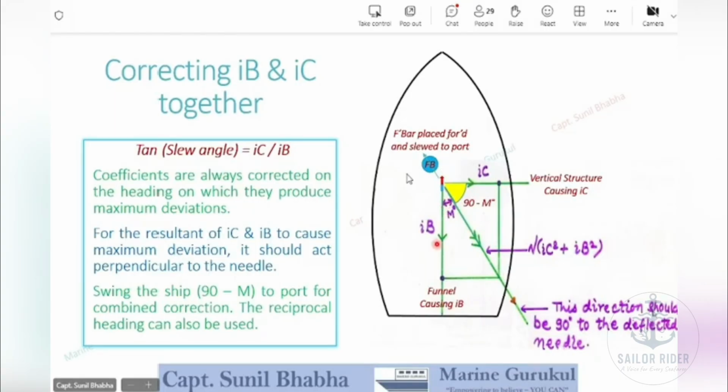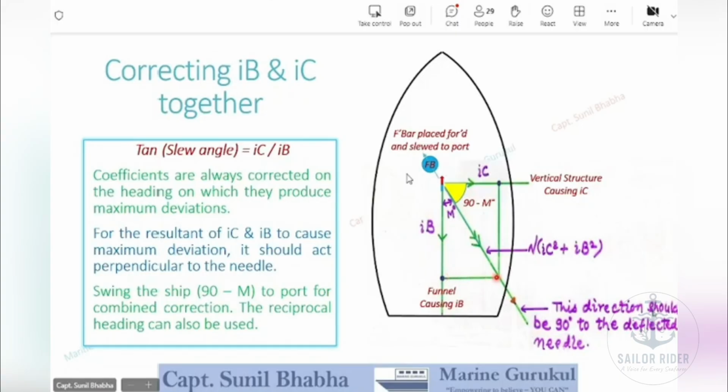Also, we can easily find out this angle. This is the angle between the fore and aft line and the resultant of IB and IC. In the diagram, we have represented it by capital M, and this particular angle, capital M, basically gives us our slew angle. We can easily find out this angle M.